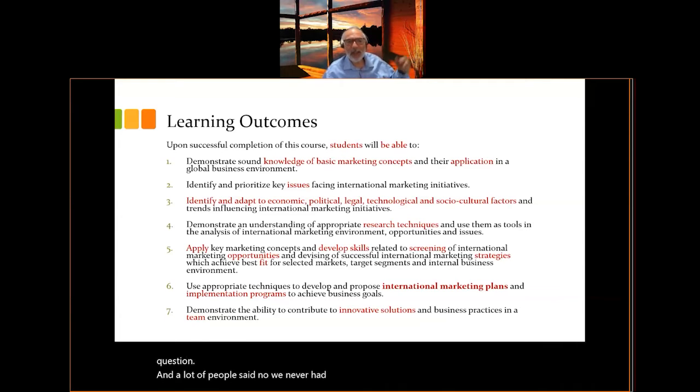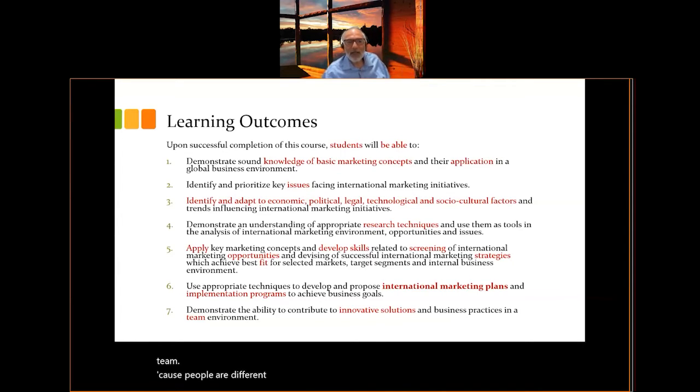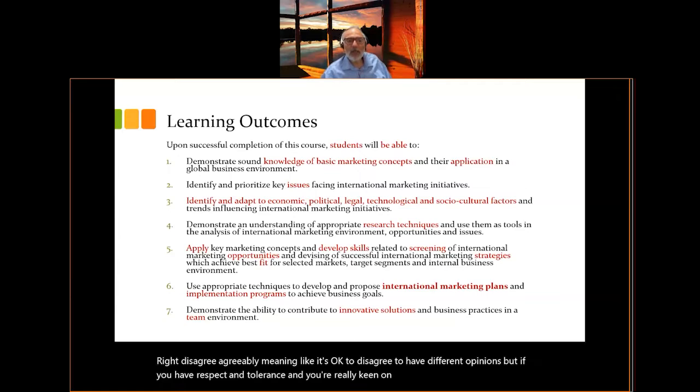And they think this is like a good answer. Usually it's not a good answer. Why? Because it's normal to have differences in a team because people are different. They come from different backgrounds and different paradigms. So if you didn't learn how to disagree agreeably, right? Disagree agreeably, meaning it's okay to disagree, to have different opinions, but if you have respect and tolerance and you're really keen on getting everybody's input and you're able to resolve conflict and differences, that's a great skill.